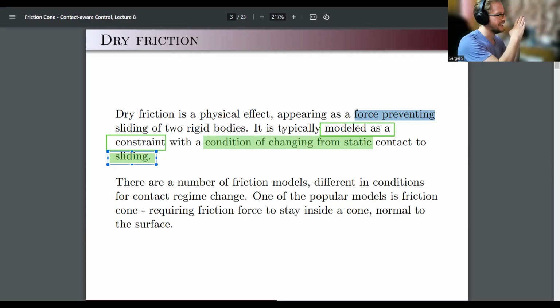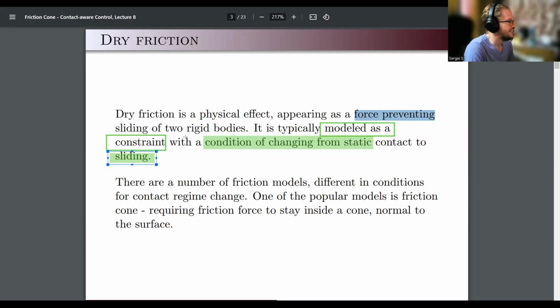Sliding occurs as a physical phenomenon. Two rigid bodies can slide one against another. I'm doing it right now. You can see one of my hands slides against another. So sliding occurs, and we have to have a model for that. And we cannot just have a rigid constraint as a model for dry friction without a condition of how it can be broken. Otherwise, our model just doesn't correspond to reality very well.